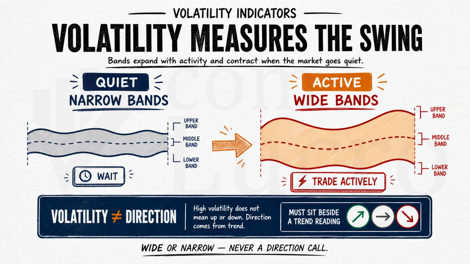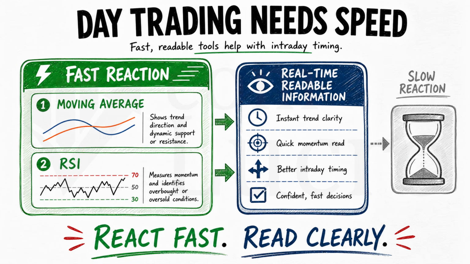What volatility tools will never tell you is direction, so they belong beside a trend reading, never in place of one. And now, let's talk about how to choose the right indicator for your trading style. The right choice depends almost entirely on how you trade.